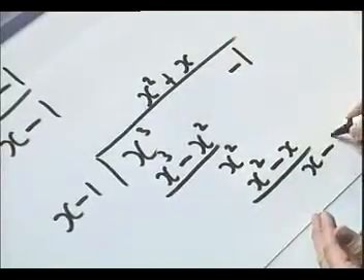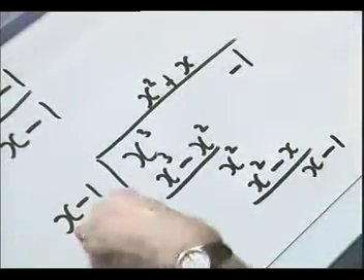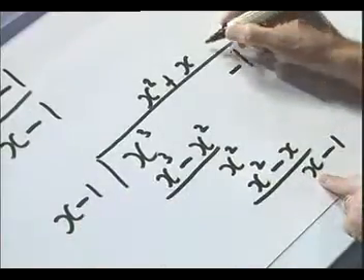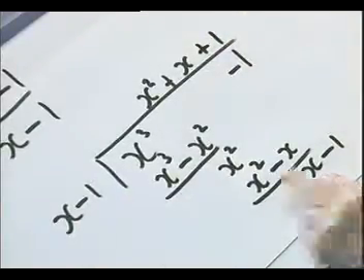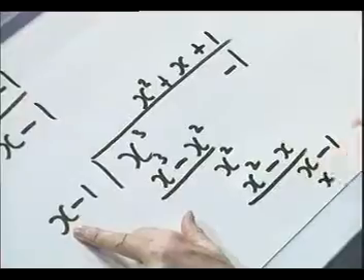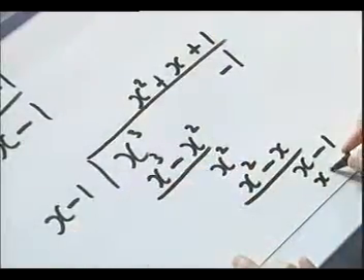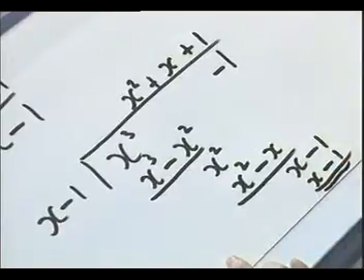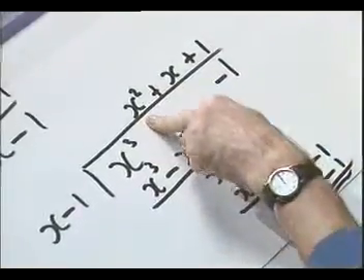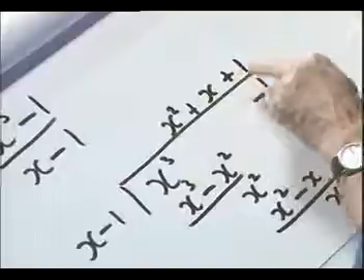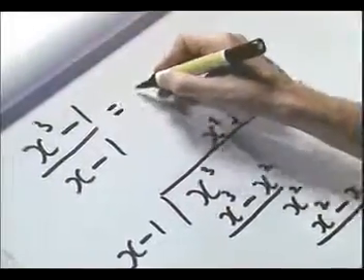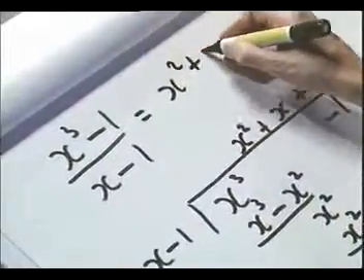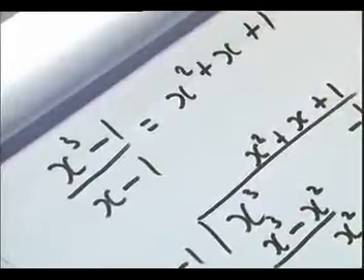It's minus 1. How many times does x go into x? It goes once. 1 times x is x. 1 times minus 1 is minus 1. Take them away and we've got nothing left there. And so this is my answer, x squared plus x plus 1. And that's exactly the answer that we had before.